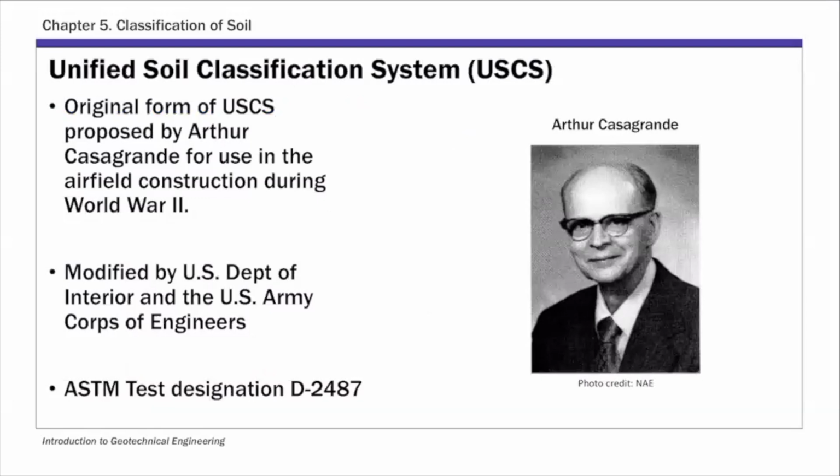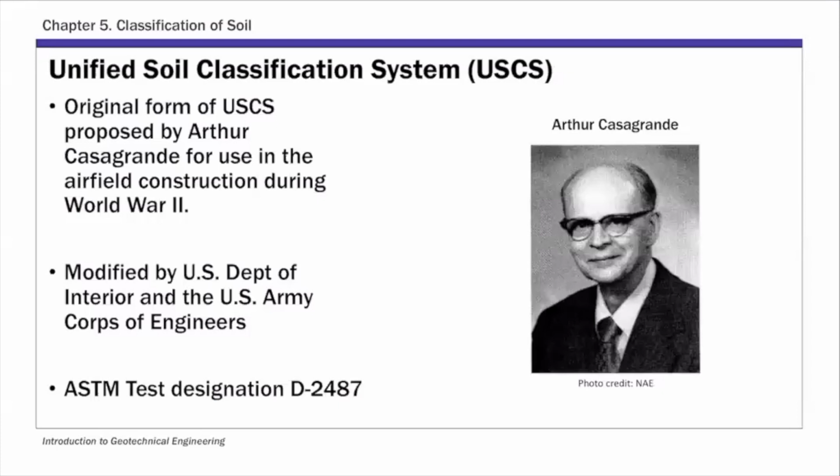Just a little bit of background: the original form of the USCS was proposed by Arthur Casagrande. I briefly mentioned his name in the last lecture when we talked about Atterberg limits. It was for use in the construction of airfields during World War II. Later, that original form was modified by the Department of Interior and the U.S. Army Corps of Engineers, and that revised version became an ASTM standard. That's what we're going to discuss today, and how to use it to classify soils.